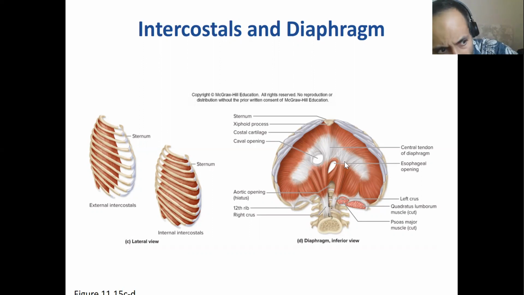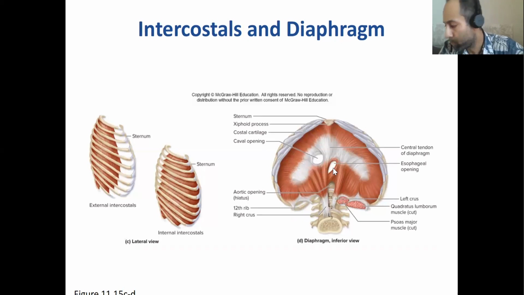And here you are looking at two openings. One is your caval opening, the other one is called the esophageal opening. And you would have guessed what they are there for. The esophageal opening is for the passage of the esophagus or your food tube from your oral and neck region down into your stomach. The caval opening is for your inferior vena cava, which is the main vein of the abdomen to pass up towards the heart.